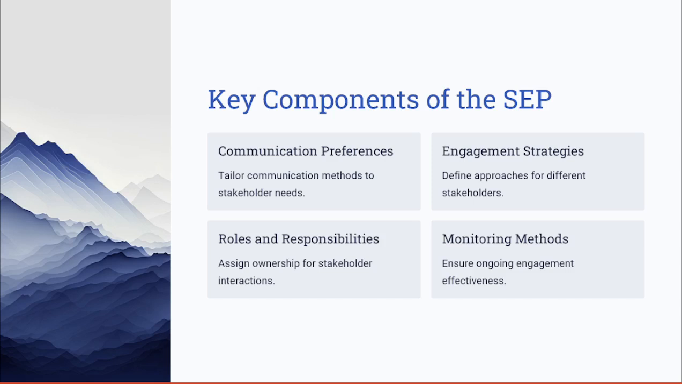Now let's look into the key components of the stakeholder engagement plan. Your stakeholder engagement plan should include several components to ensure thorough engagement. First, identify each stakeholder's communication preferences to tailor your outreach. The next step is to develop engagement strategies specific to each stakeholder's needs and level of interest. After that, you need to assign the roles and responsibilities for managing the interactions. Finally, you need to establish a method for tracking and adjusting the plan as the project progresses, to ensure continuous alignment.